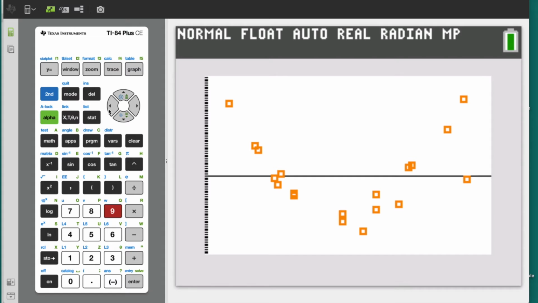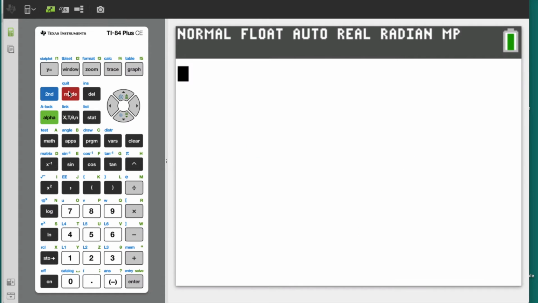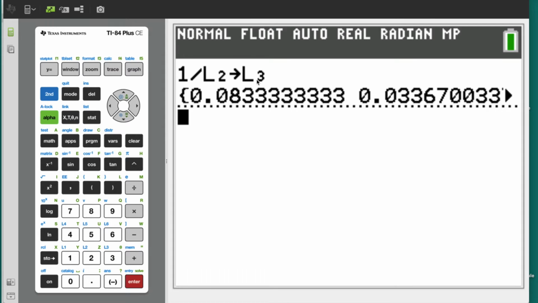So now we're going to do some transformation. The first transformation is asking for the reciprocal of the distance. So it's the reciprocal of the Y variable. 1 divided by L2 store L3. And make sure you're jotting this down, what list you're putting this reciprocal into. Okay, so we know the reciprocal is now going to be in L3.